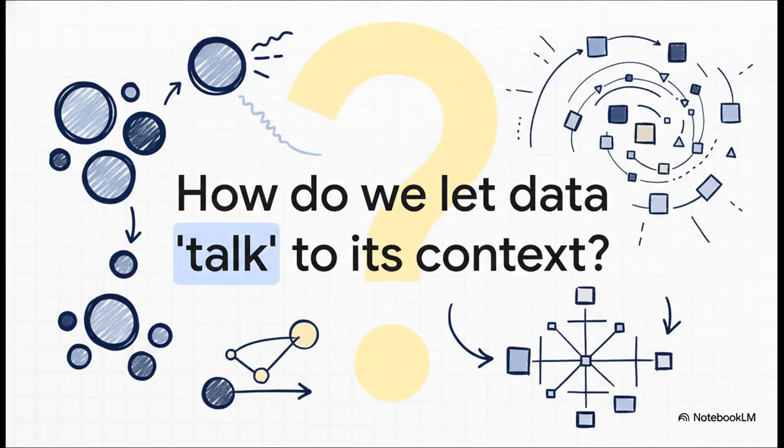So here's the big question. How do we actually build a system that lets our data talk to its neighbors? I mean, how do we create a mathematical channel for that wind and that cloud to influence the reading on the thermometer? That's the exact challenge that GNNs were born to solve.